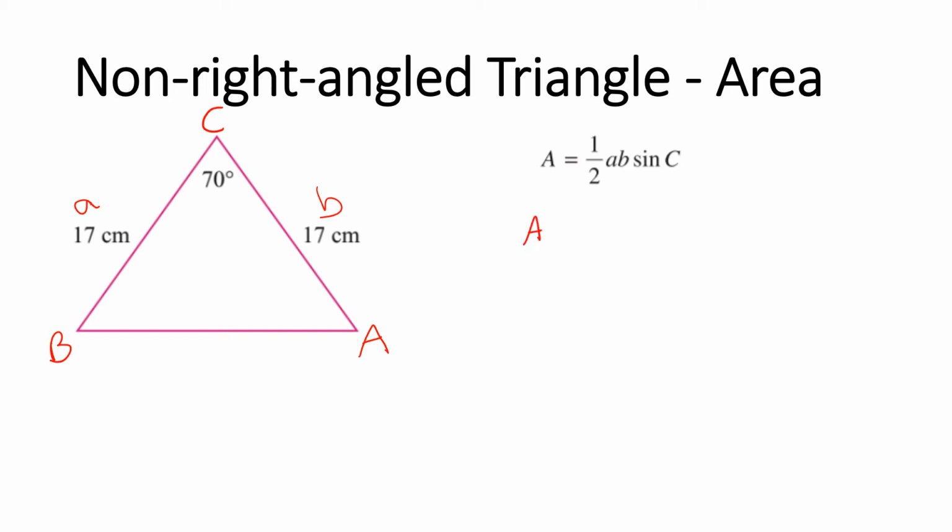So our area will equal a half times A, which is 17, times B, which is 17, times sine, and the angle that we have is 70. If you type that into your calculator, you will get 135.8 square centimetres.